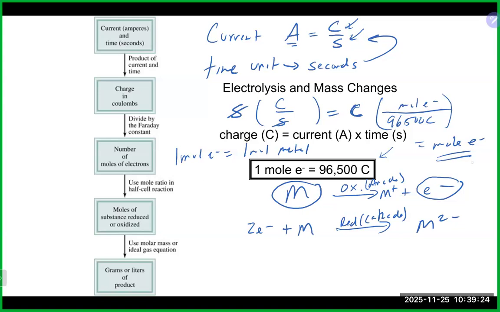So very commonly, you could then go from moles of the metal to grams using the molar mass from the periodic table. You also could do that for the non-metal as well. That might be there, and you can figure out grams. Now, sometimes though, as we saw in that last couple of pictures of those electrolysis cells, what we're actually producing are gases.